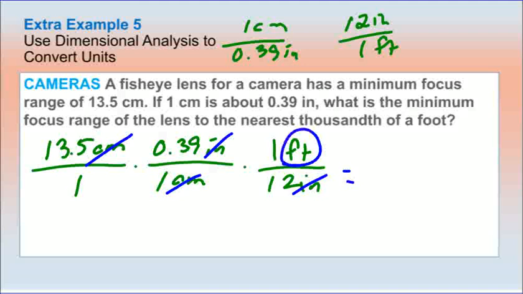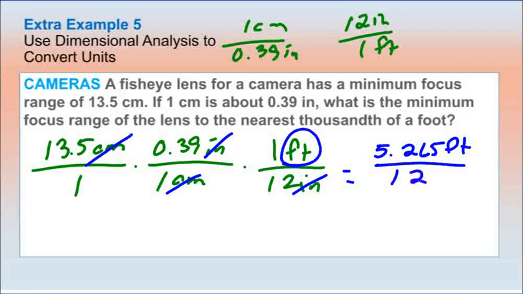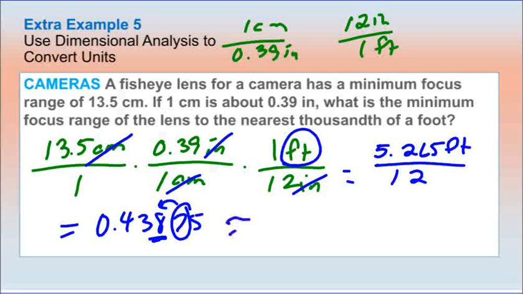The label I want is always on top at the end. So now I just take 13.5 times 0.39 times 1. And this gives us 5.265 feet all over 12. So I'm going to take that answer, divide by 12. And I'm left with, here's thousandth would be 3 decimal places. So they give us an answer of 0.43875. 3 decimal places is 8. 7 tells you to round that 8 to 0.439 feet.